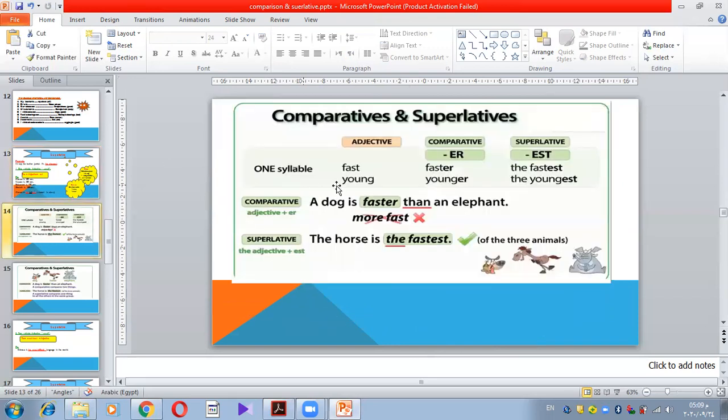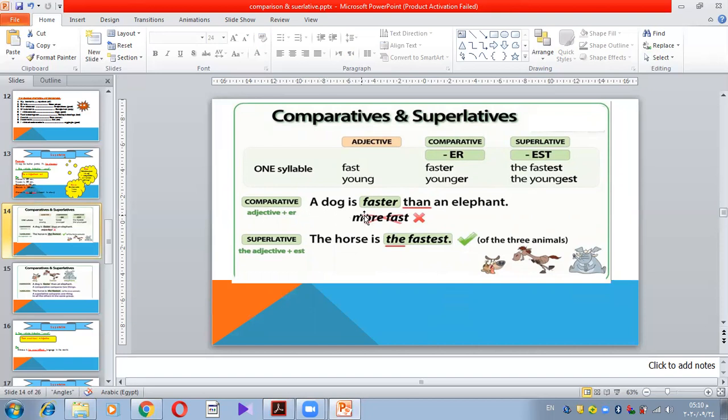Okay, so that's the first rule. Do you remember? If I have one syllable adjective having only one vowel, one pronounced vowel, like fast, like young, in the comparison we add er, faster or younger. In the superlative we add what? We add the and then est. The fastest, the youngest. Have a look at the example.